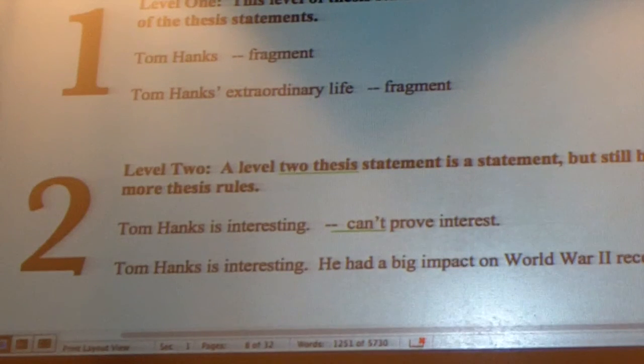What? He was in that movie? He was the star of that movie. I hate that movie. My brother watched that all the time. It's so annoying. Okay, here we go.